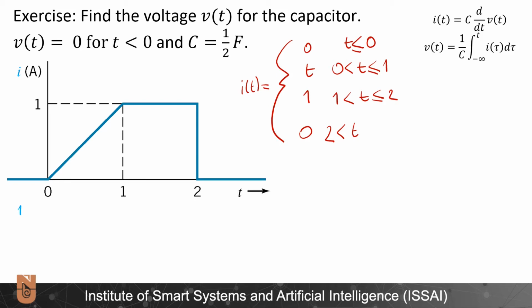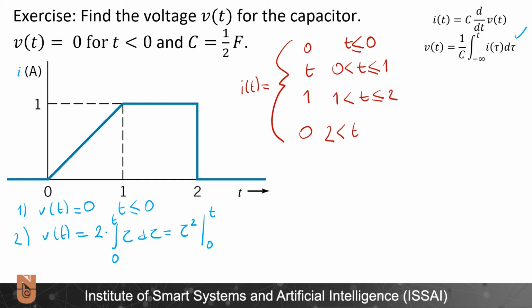The first one is trivial. V of t is equal to 0 when t is less than or equal to 0. The second one is for the time range between 0 and 1. V of t will be equal to 1 over C and an integral. So 1 over C is equal to 2, times an integral from 0 to t of tau d tau. I used a dummy variable instead of t. And this will be equal to tau squared with the integration bounds of t and 0. I know that V0 is equal to 0. Therefore, this will be simply t squared.